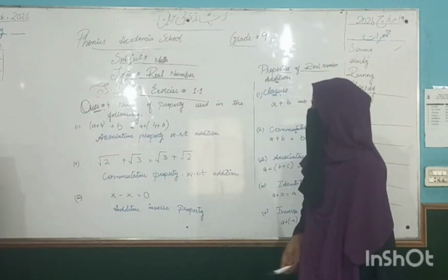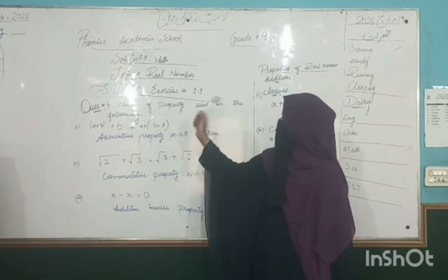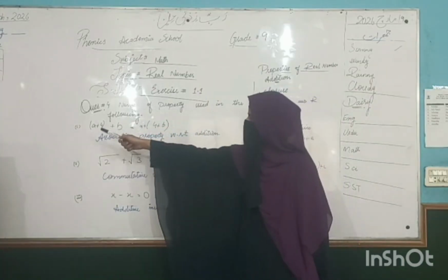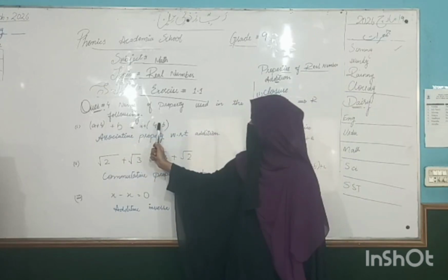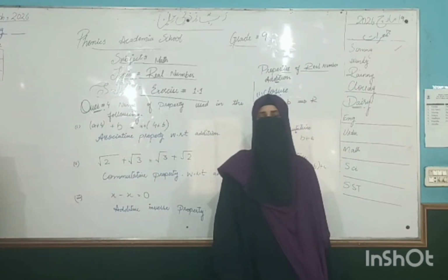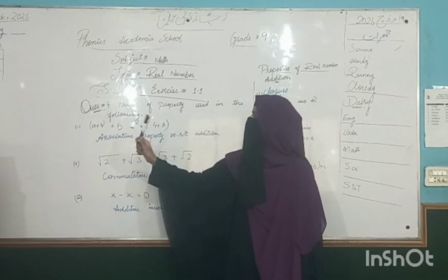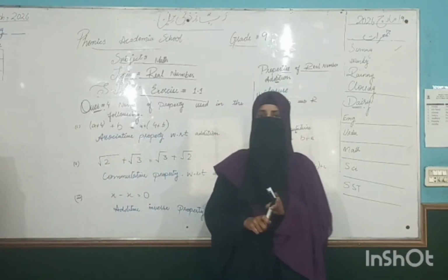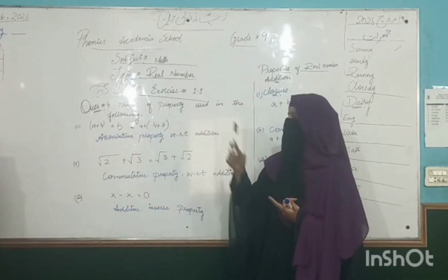So students, question number 4: name the properties used in the following. Question number 1: a plus 4 plus b is equal to a plus 4 plus c. How many terms are on one side? 3 terms: 1, 2, 3. When there are 3 terms and the terms on both sides are the same, the result is also the same.